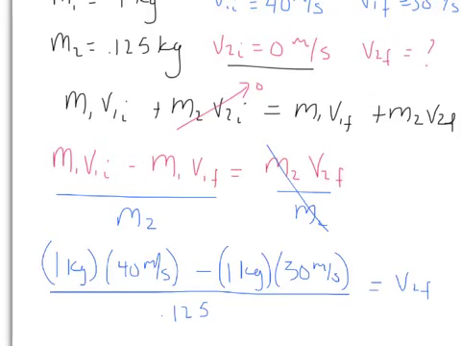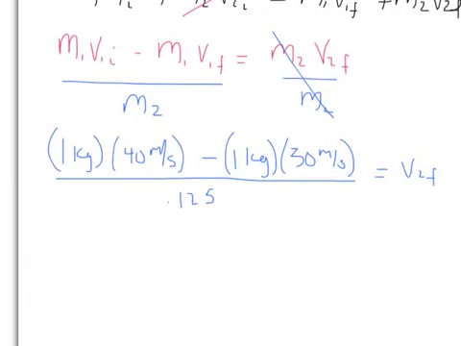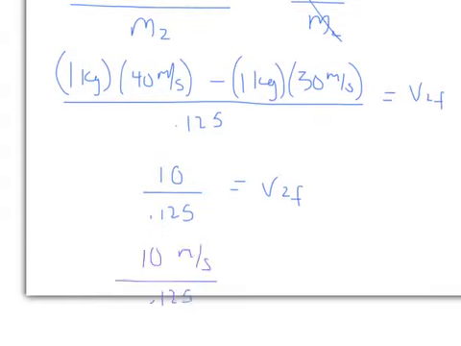And what I want to do here is not jump right to the answer, but actually look at our numerator and denominator. The numerator just turns out to be 10, and the denominator is 0.125. And this is our V2F. So what we get as an answer here is 80.